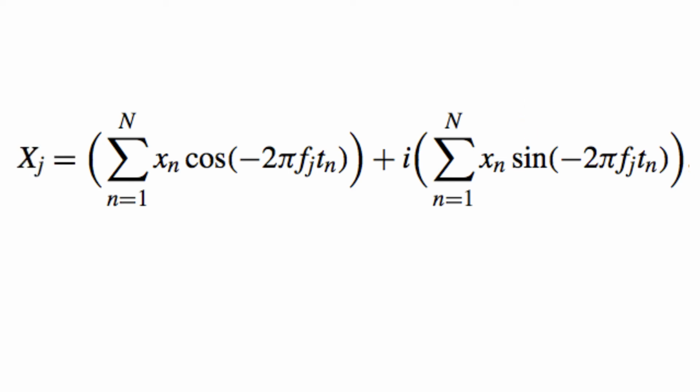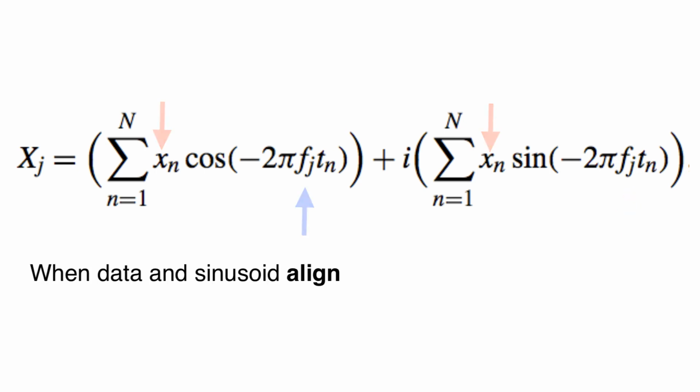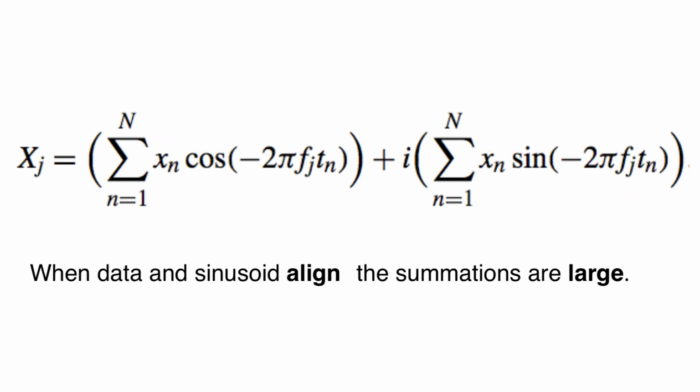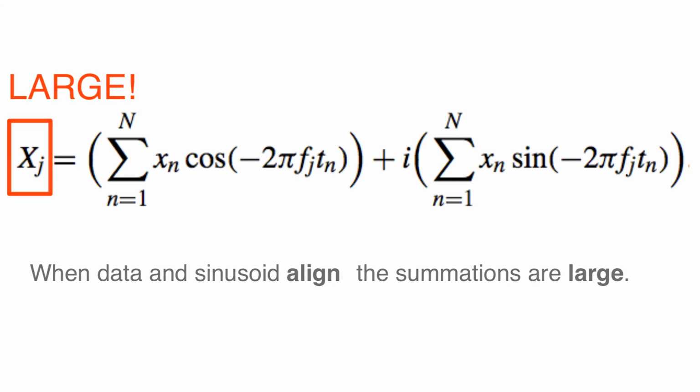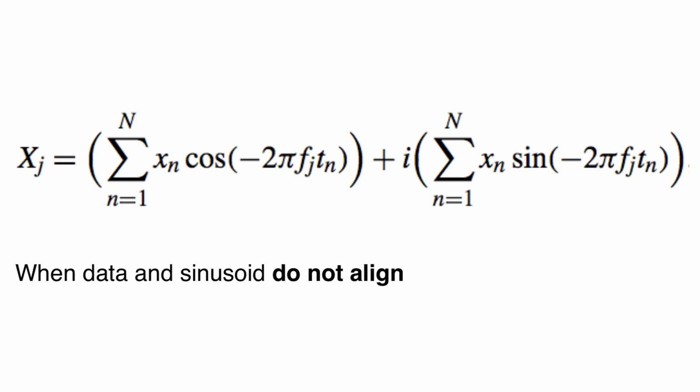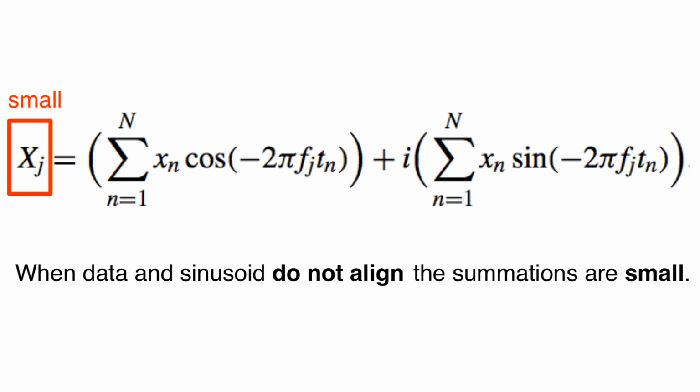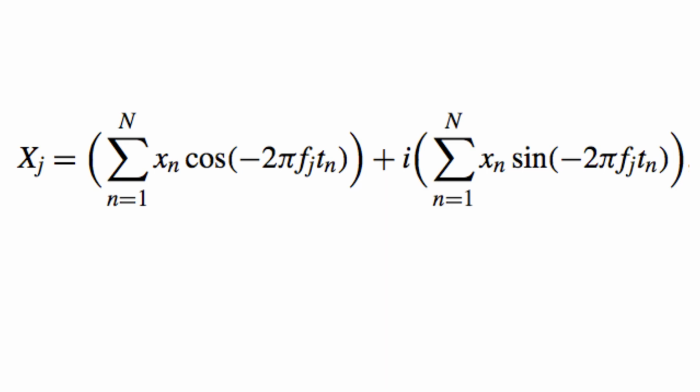We can therefore think of the Fourier transform as comparing the data x sub n to sinusoids oscillating at frequency f sub j. When the data and sinusoid at frequency f sub j align, the summation in the Fourier transform is large, and the result, big X sub j, is a large number. When the data and the sinusoid at frequency f sub j do not align, the summation in the Fourier transform is small, and big X sub j is a tiny number. In the next video, we'll make these ideas more concrete through a simple example.